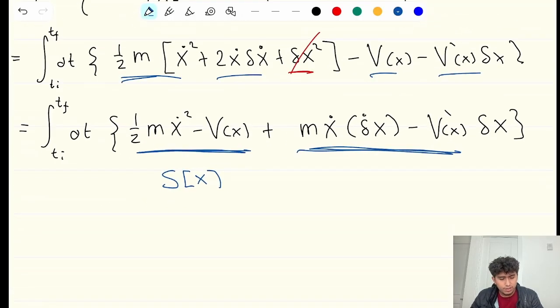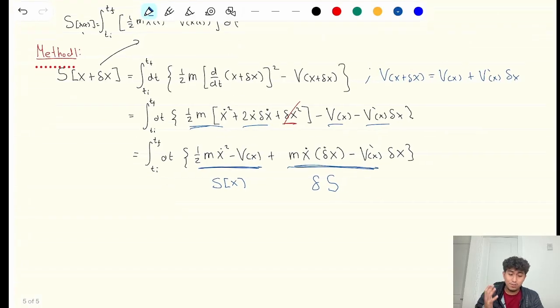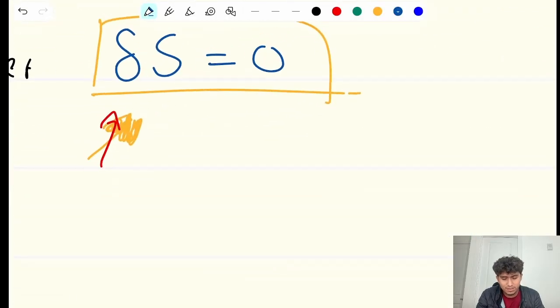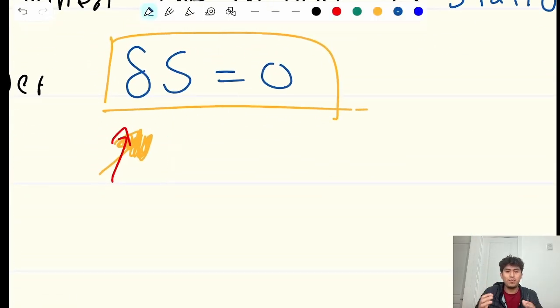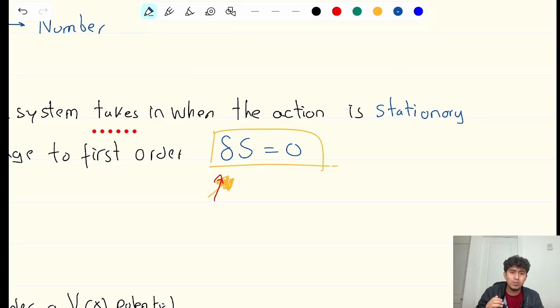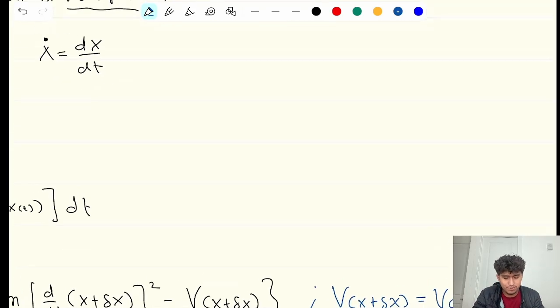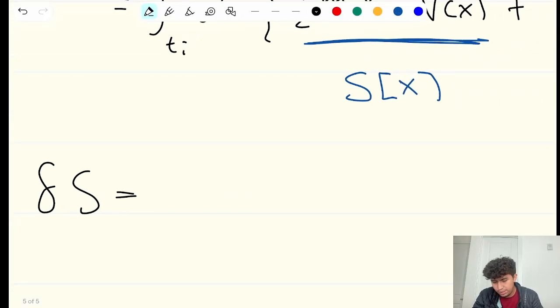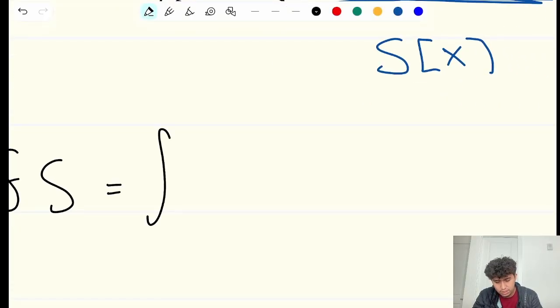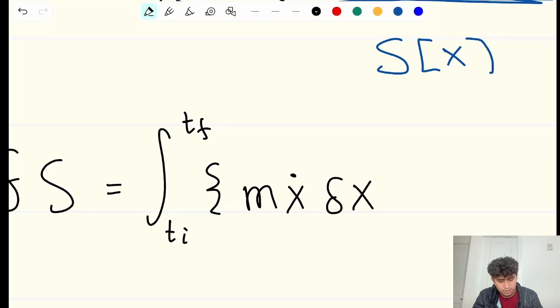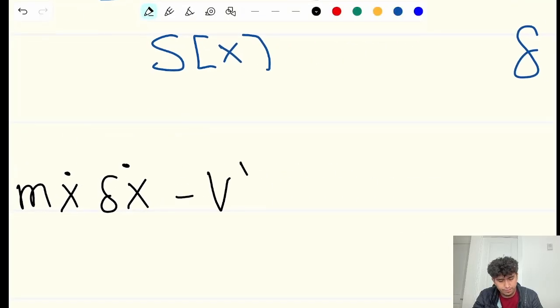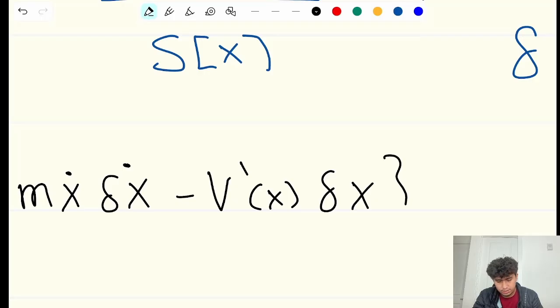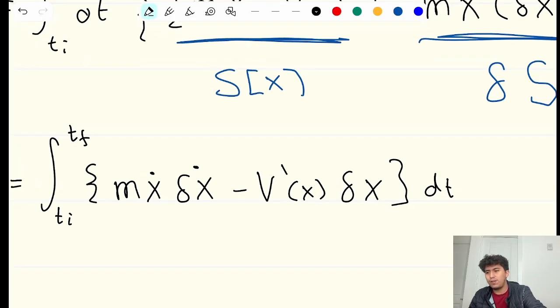So we can identify this as delta S. And as you remember, the variation delta S has to be 0. That's the whole thing of Hamilton's principle. If you want to find the equations of motion classically, delta S equals 0. Cool. So now, let us write delta S. Delta S is going to be this: the integral from t_i to t_f of m x dot delta x dot minus b prime of x delta x dt.